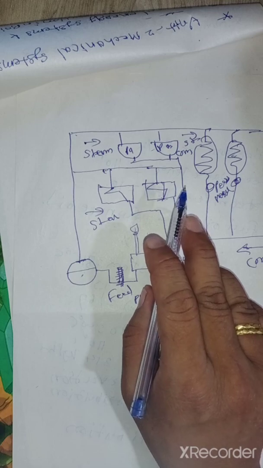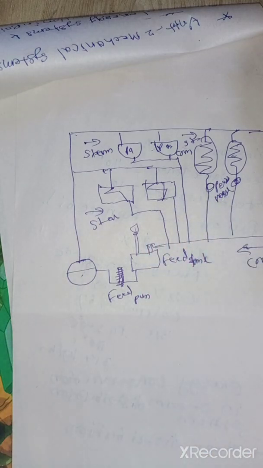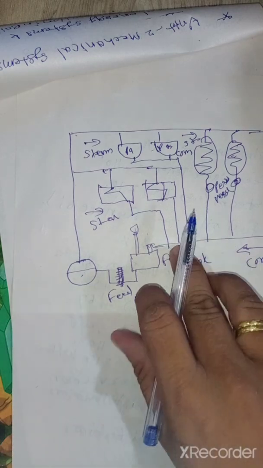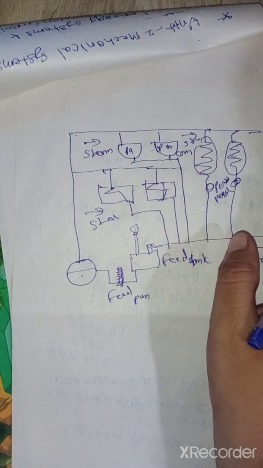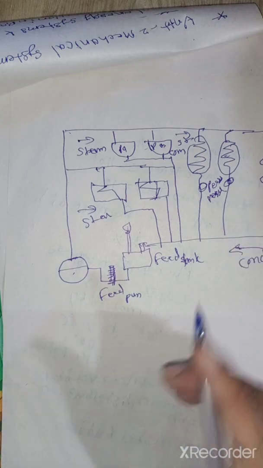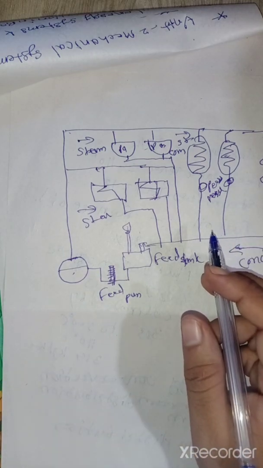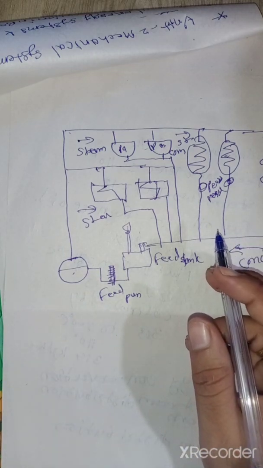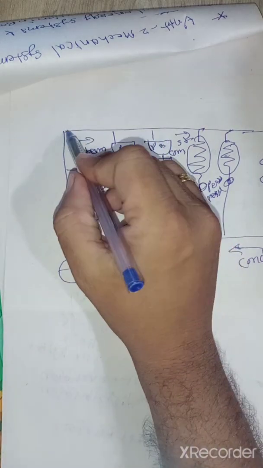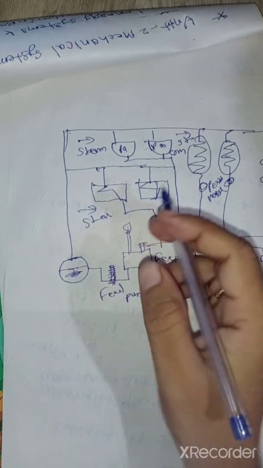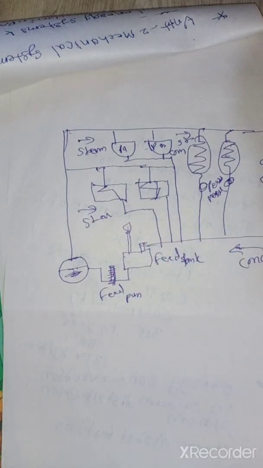Smaller branch pipes can then carry steam to individual pieces of equipment. So a typical steam distribution system is this. So the working pressure.